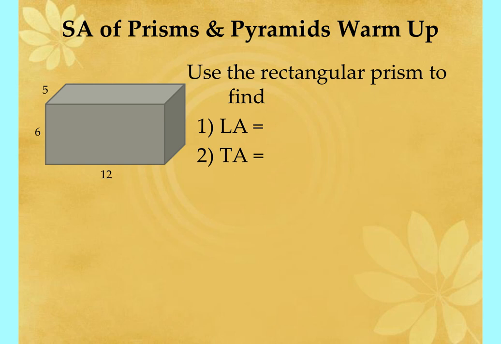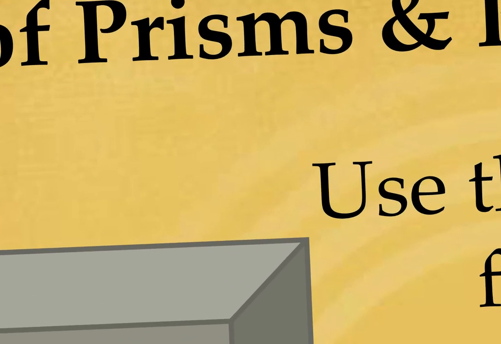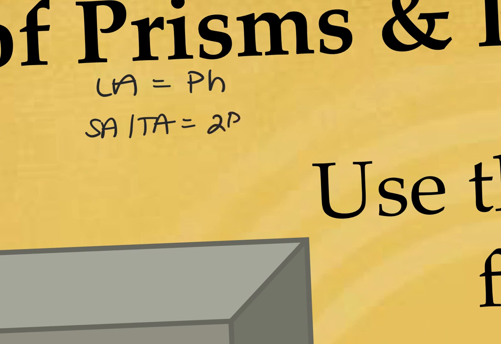All right, so yesterday we talked about surface areas of prisms and pyramids. We also talked about lateral area. So for a prism, the lateral area was perimeter of the base times the height. For surface area or total area, it's 2B plus PH, or it's 2B plus the lateral area if you already found it.